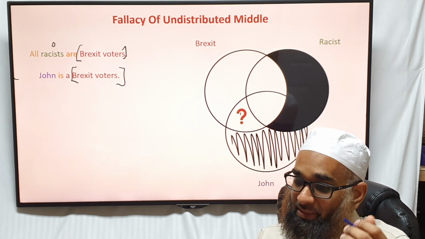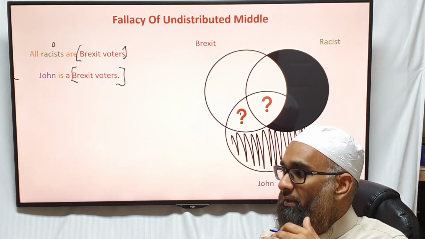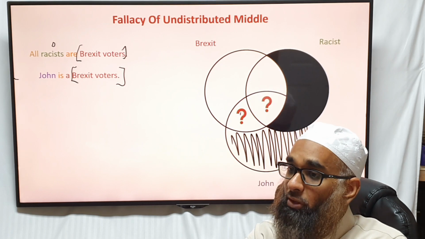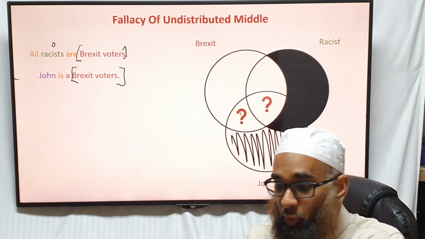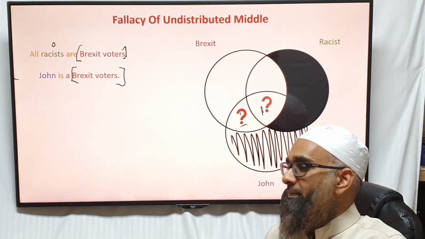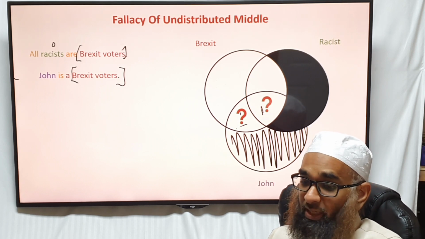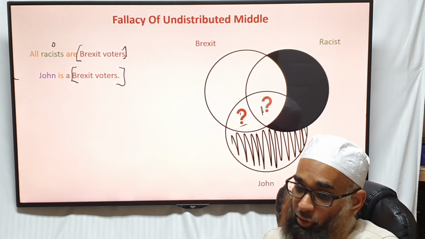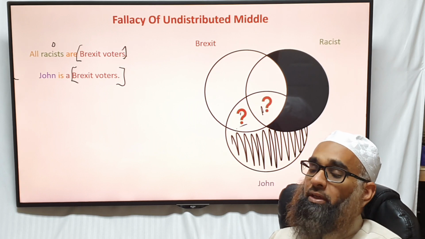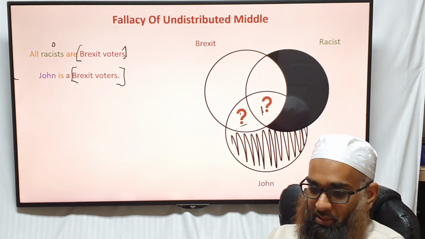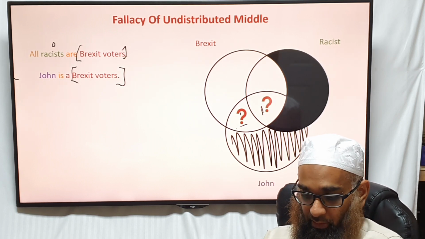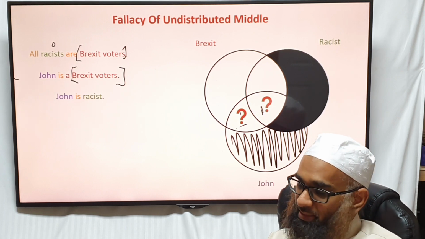If you look at this table, you can see that with the undistributed middle, you don't know about the whole term, isn't it? So the whole term is not made exclusive. You have two possibilities. It can be here, it can be here. So that's why an undistributed middle wouldn't give you any sound conclusion, because it can be either way. So John is racist, that's not correct.